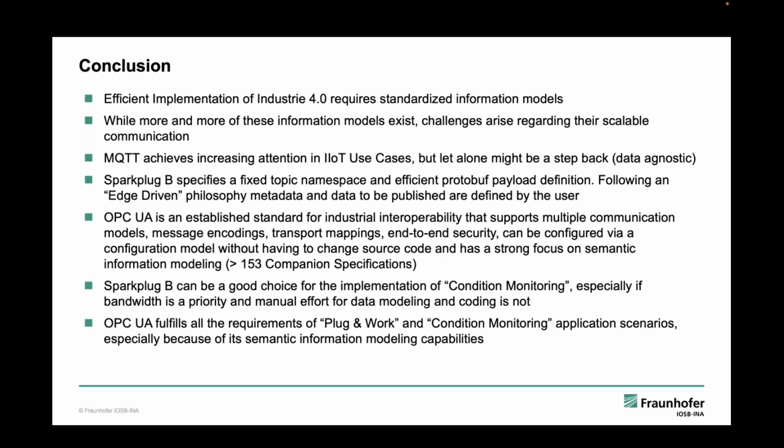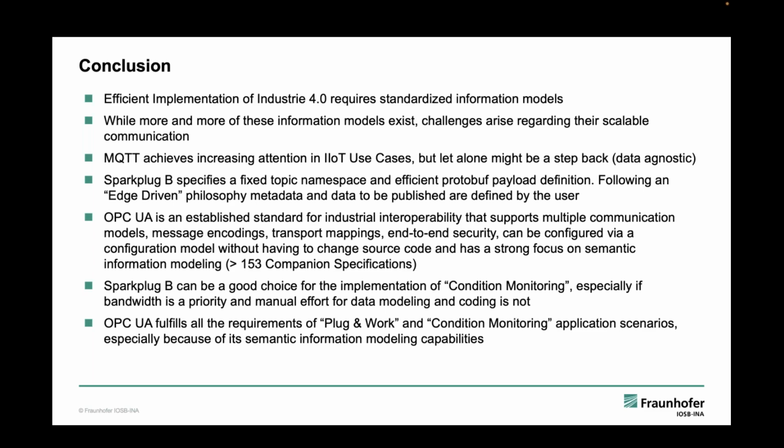Sparkplug B specifies a fixed topic namespace and efficient protobuf payload definition. Following an edge-driven philosophy, metadata and data to be published are defined by the user. OPC UA is an established standard supporting multiple communication models, message encodings, transport mappings, end-to-end security, and can be configured via configuration model without having to change any source code. And OPC UA has a strong focus on semantic information modeling.